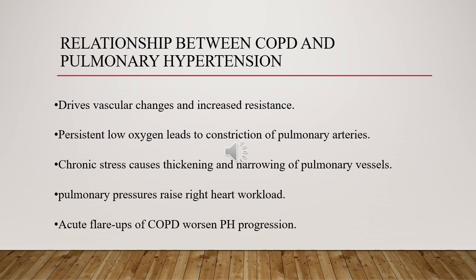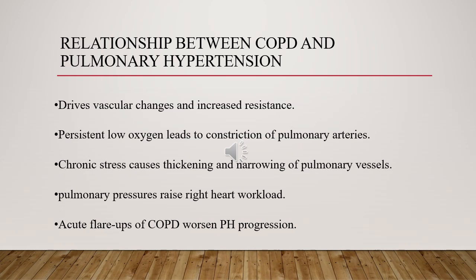Chronic hypoxemia, a hallmark of COPD, induces vasoconstriction of pulmonary arteries in an attempt to match ventilation and perfusion in the lungs. While initially compensatory, persistent vasoconstriction causes vascular remodeling, with the thickening and narrowing of arterial walls. This process elevates pulmonary vascular resistance, imposing a greater load on the heart's right ventricle, which must work harder to maintain adequate blood flow to the lungs.